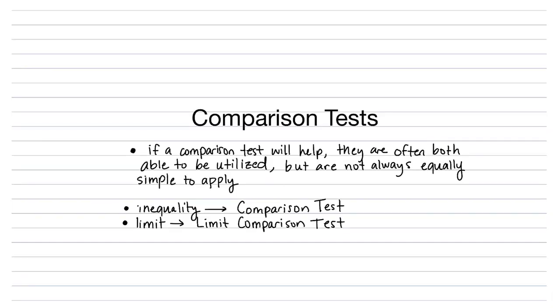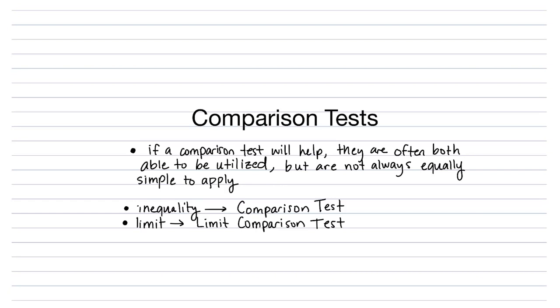So today we're going to be talking about the comparison tests for series, and these are used to determine convergence or divergence for a series. And as you hopefully remember from our previous discussions about series tests, they're not all equally useful. So given a series, you have to strategically assess which test is going to be most useful for telling you something about the series.